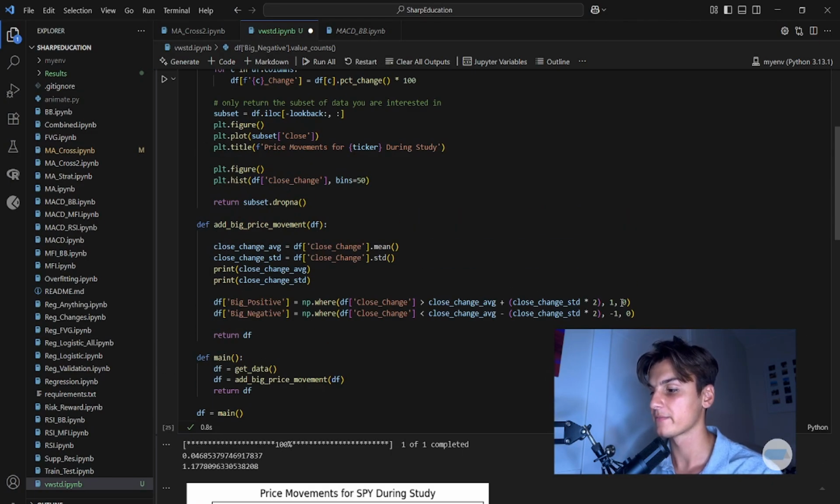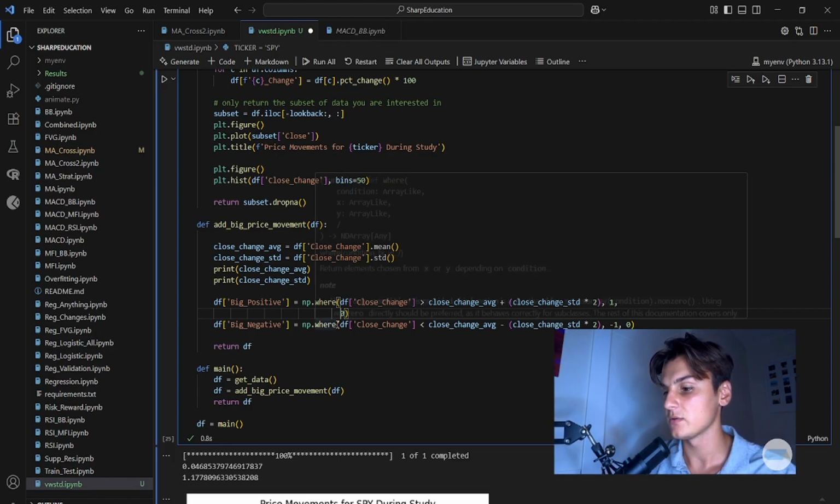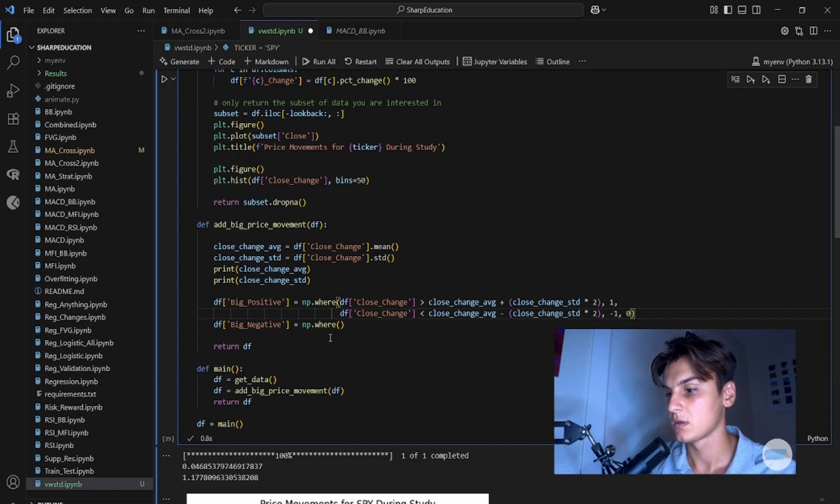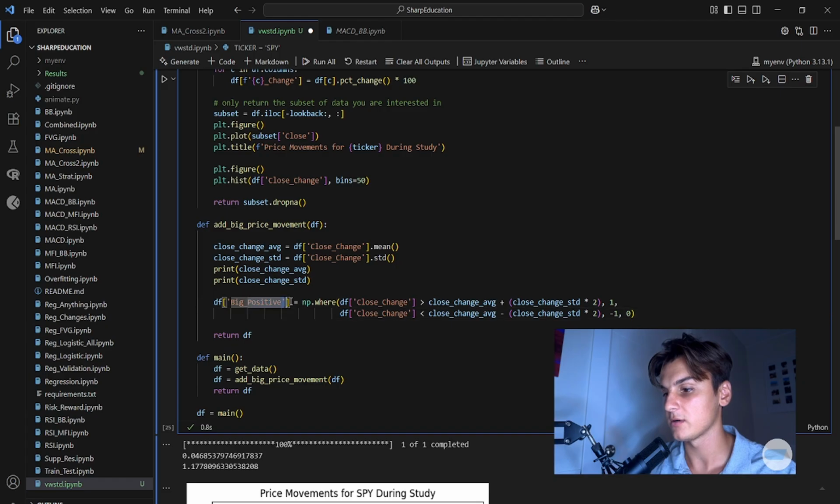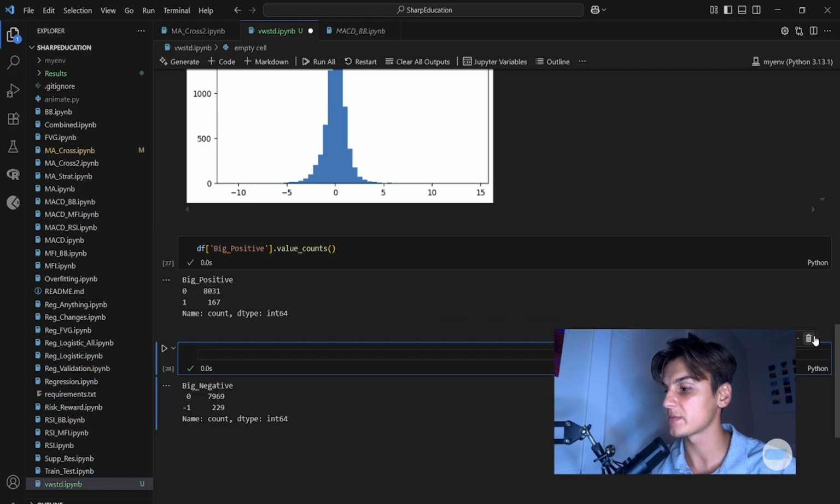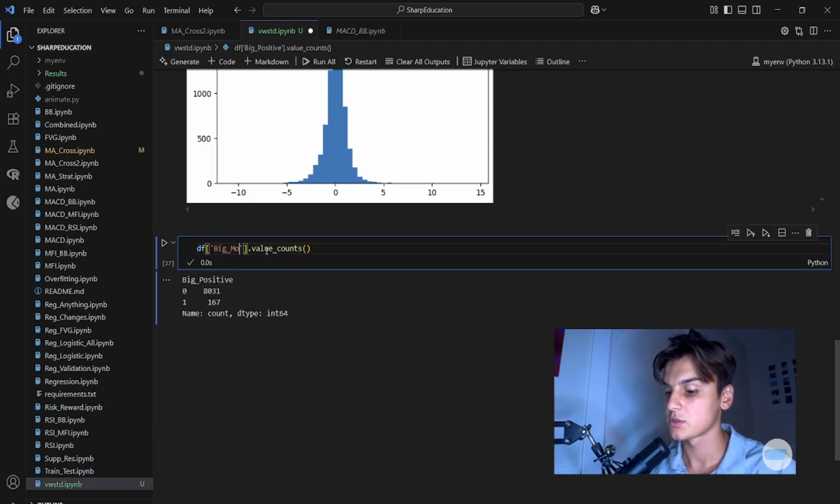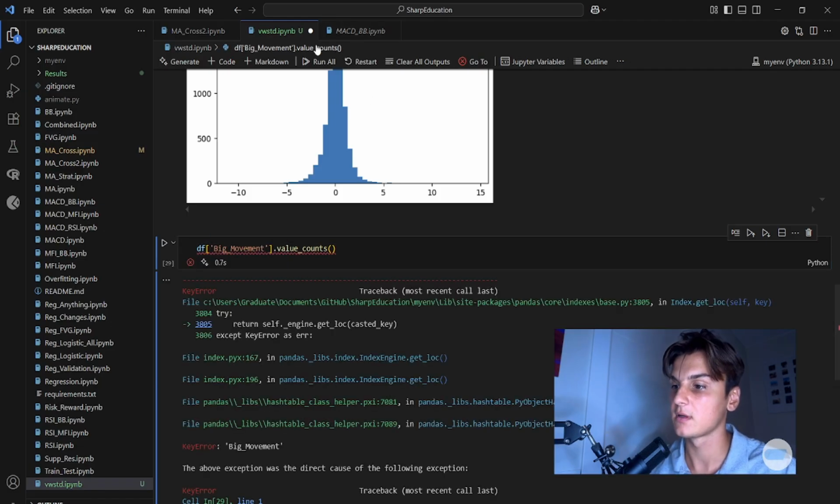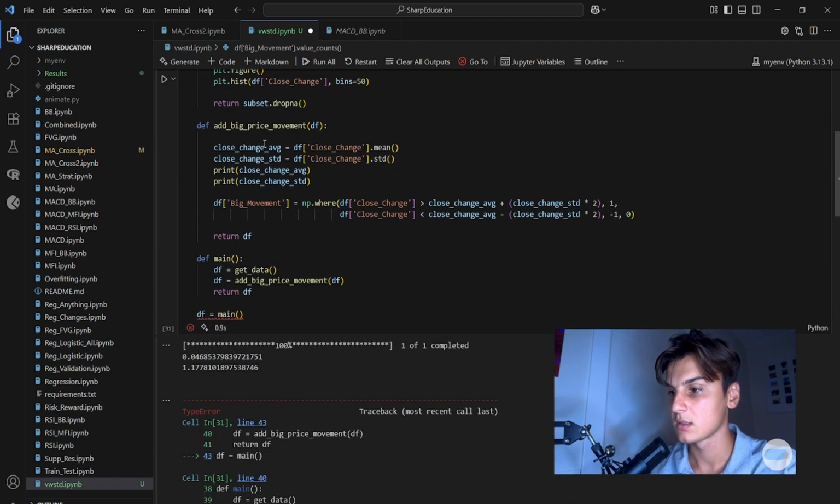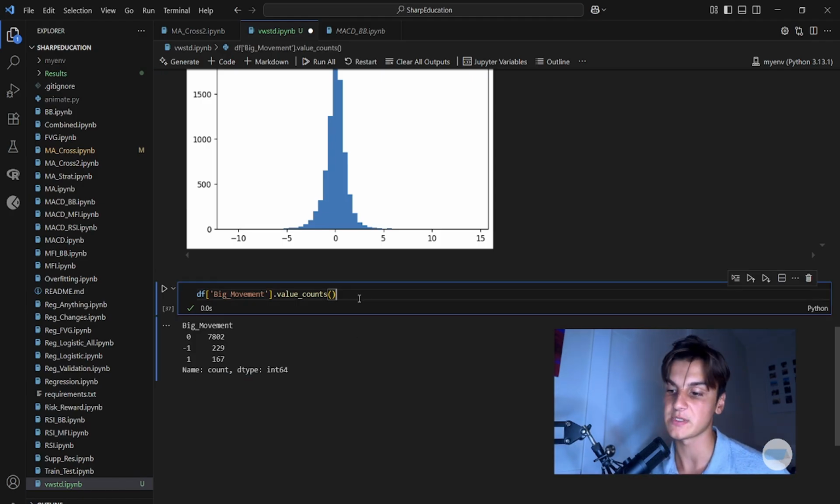Great. And I'm going to make this a little better. Put that right in here. So it's just one big function, and instead of big positive and big negative, I'm going to call it big movement. And I'll do big movement dot value counts, and we should see something interesting. It should align with what we have when I run everything. No, big movement is not right. Great. So now we have a column designed specifically for large movements according to the standard deviation of close prices.